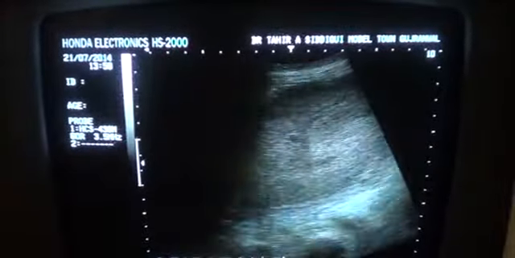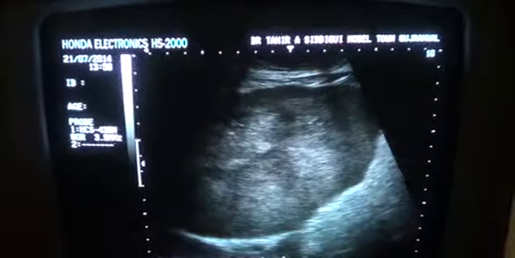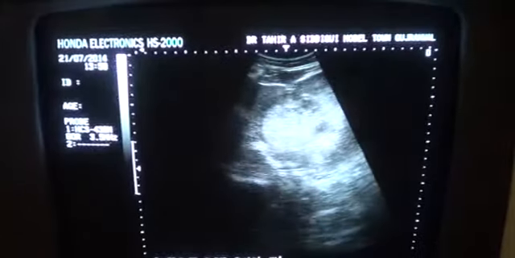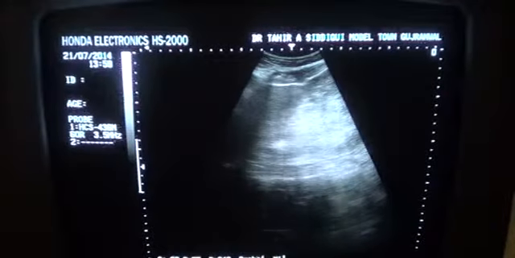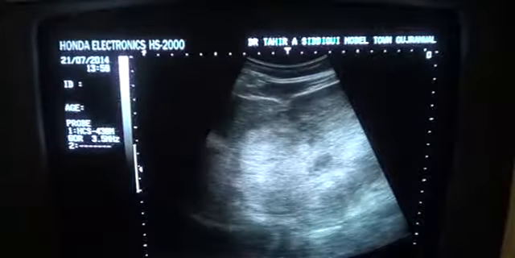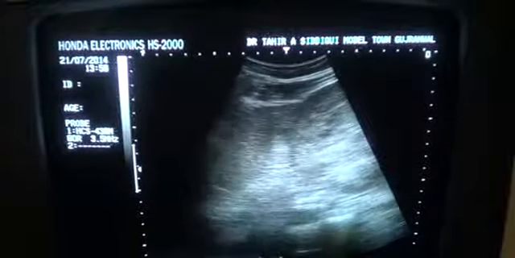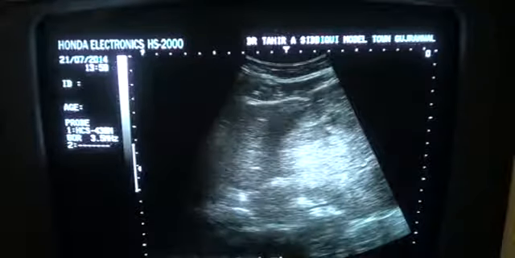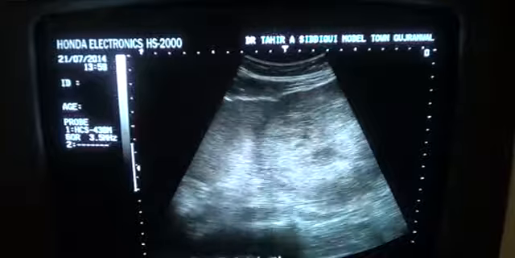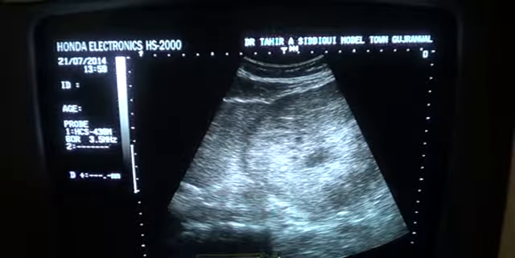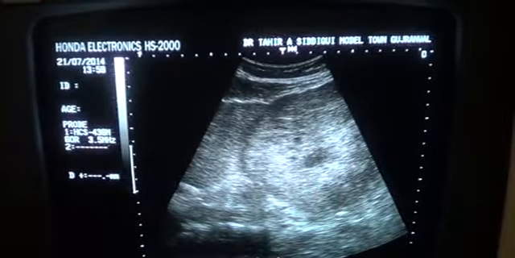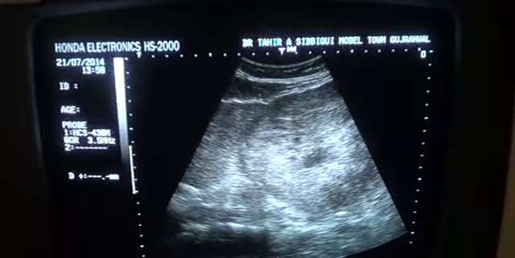So, what is the location of this mass? Now you see the left lobe of the liver; the mass extends from the inferior surface of the left lobe of the liver. This is the longitudinal section of the left lobe of the liver, and this is the caudate lobe, the ligamentum venosum. Here is the mass.